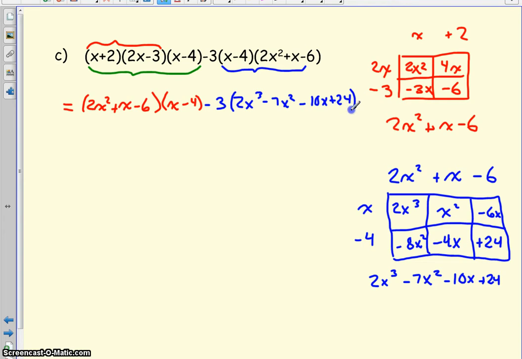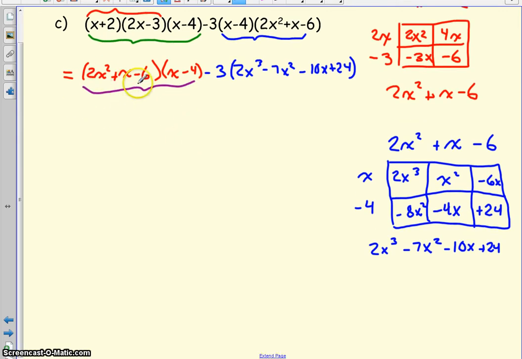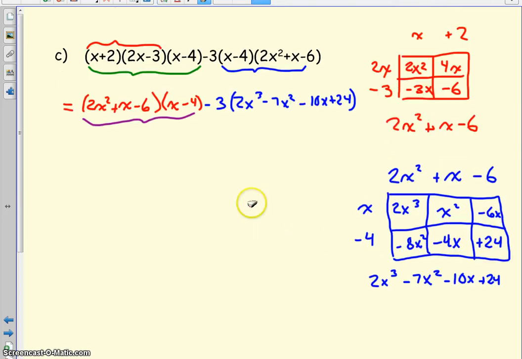Okay, a lot of work just for that first step there. But again, it becomes a little bit simpler from here on in. So you'll see what we can do now is we have only got two brackets here, so we can multiply those together, 2x squared plus x minus 6 times x minus 4. And we can also multiply this 3 into the bracket as well, to simplify that as well. So I'm going to do this multiplication first.